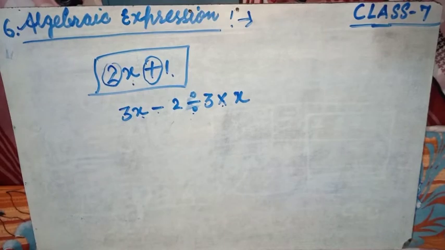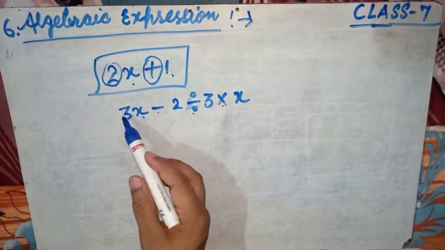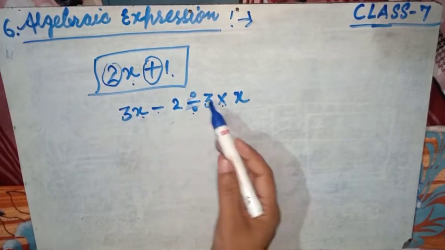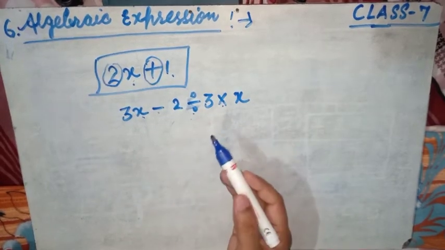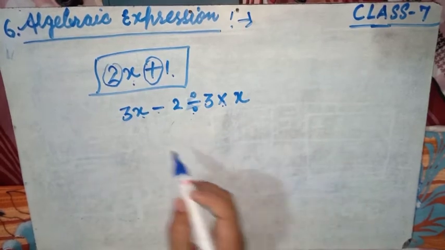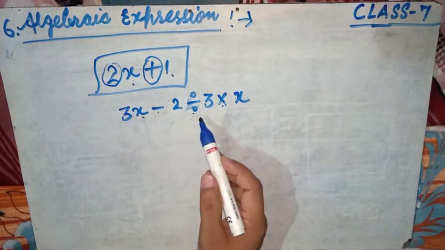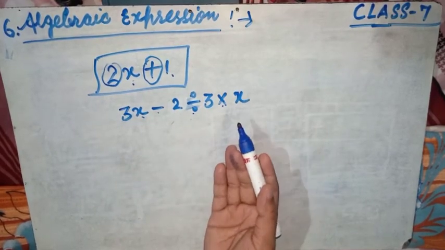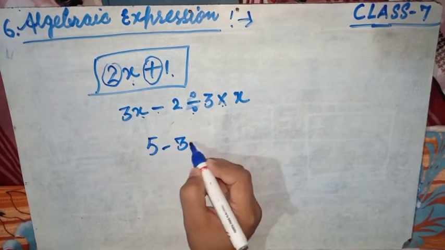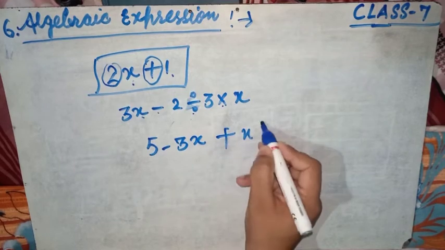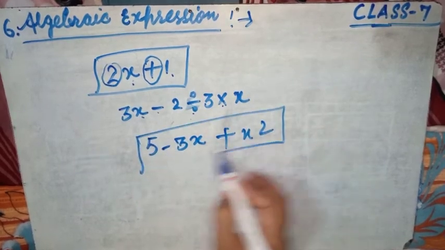Means there is a connection between the variables and the constants with their operations, either one operation, or two operations, or maybe three operations, or maybe four operations. So these are all called algebraic expressions. So this is an example of an algebraic expression. Now another example, suppose 5 minus 3x plus x square, these are all algebraic expressions.